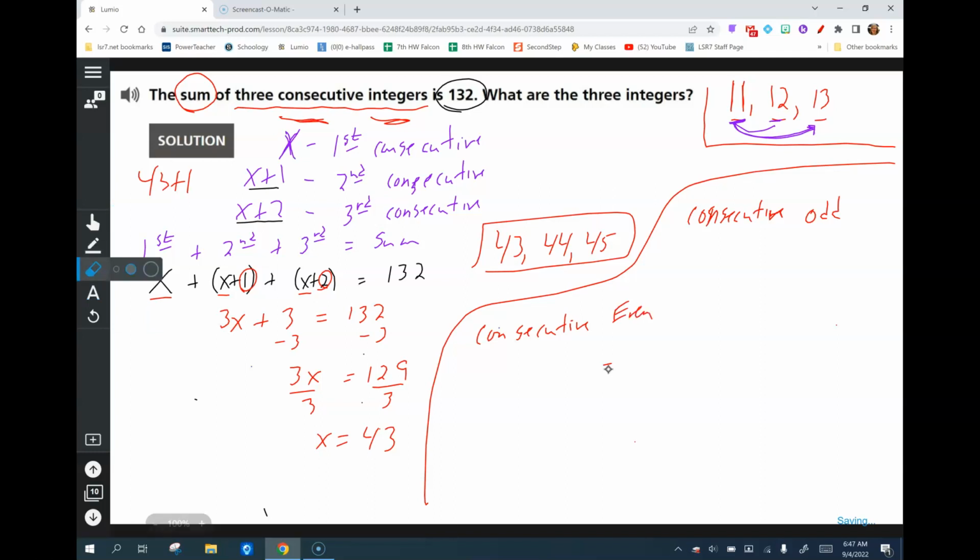Let's look at even first. Okay, so let's look at even. If I have an even number, pick an even number. We'll say 14. What's the next consecutive even? 16. And the next, 18.